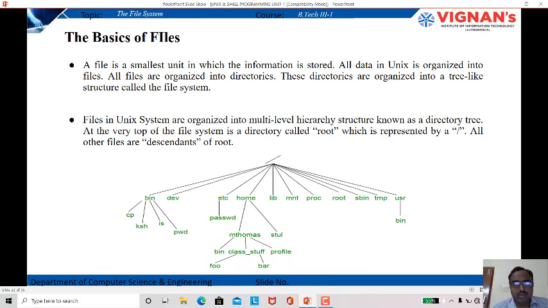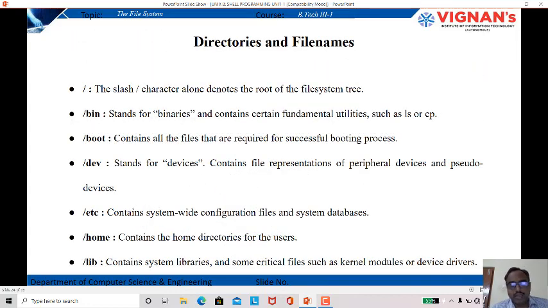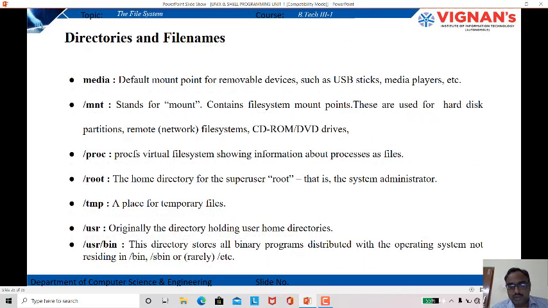What we have seen: first of all we started with the basics of files. We have defined what we mean by a file, what we mean by a directory tree, the tree-like structure of a directory, and then we have seen the directories and file names, the detailed representation of each and every file. That's it. This is regarding the basics of files as well as directories and file names.